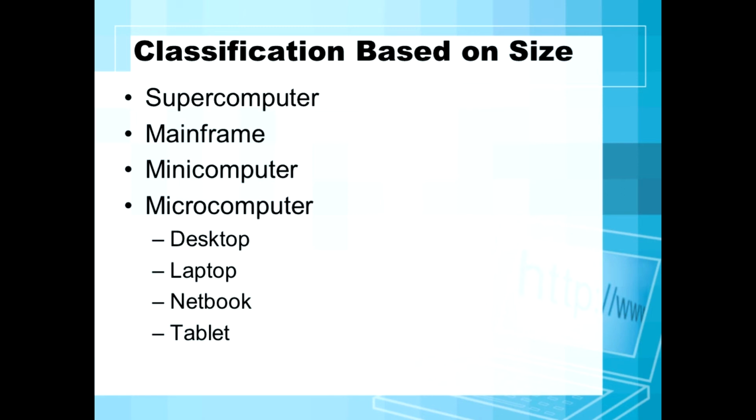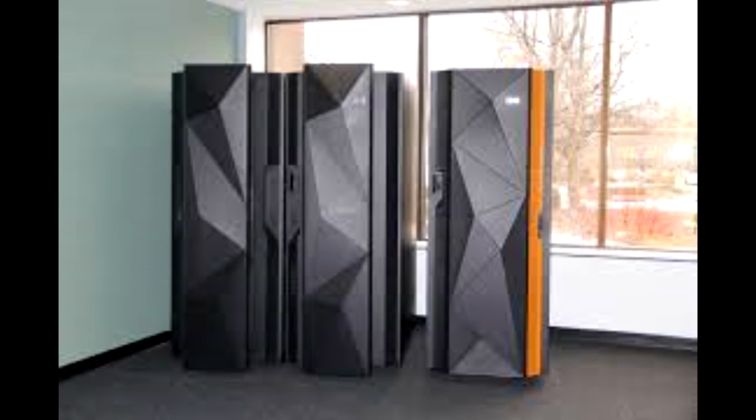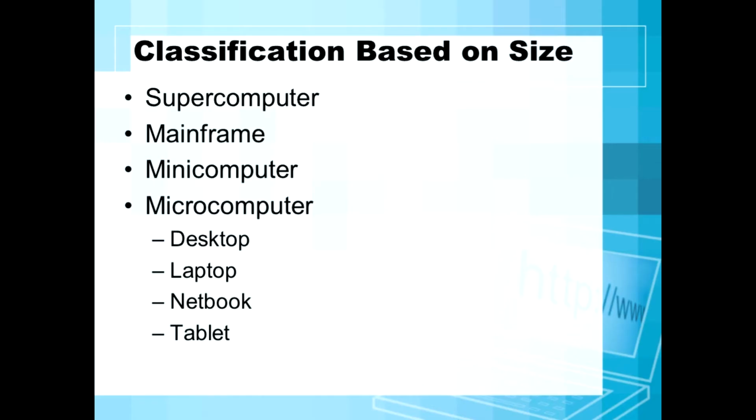Next, mainframe computer. Computers with large storage capacity and very high speed of processing are known as mainframe computers. They were developed in the late 1950s. They have multiple processors and are mainly used in network environments in large organizations such as banks, railways, airways, hospitals, where a large amount of data has to be processed quickly.